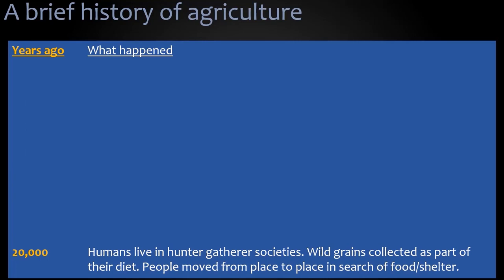Going back 20,000 years ago, humans did not live in settlements. We lived in hunter-gatherer societies. Animals would have been hunted and wild grains would have been collected as part of the diet. People moved from place to place to acquire food, in search of food and shelter.